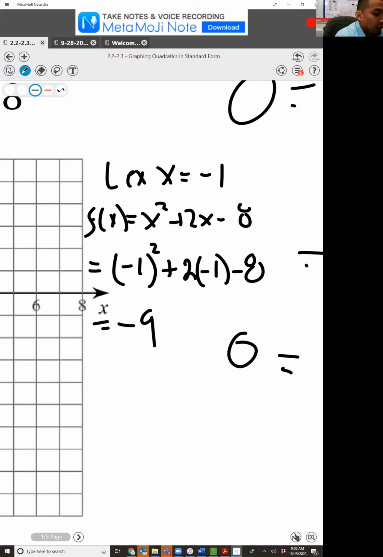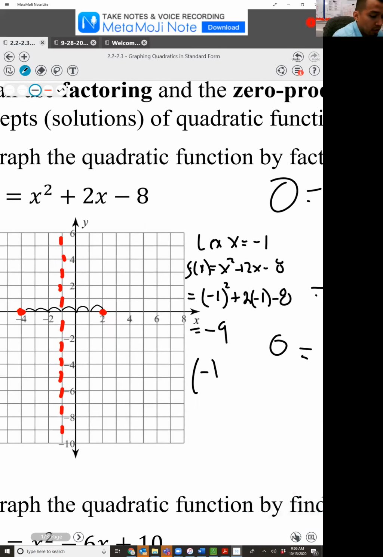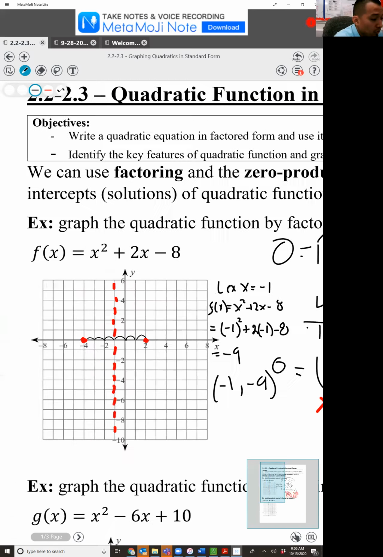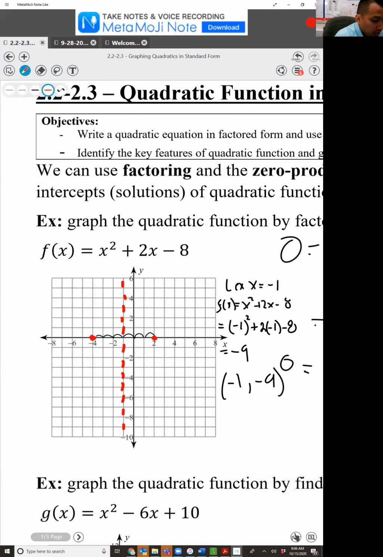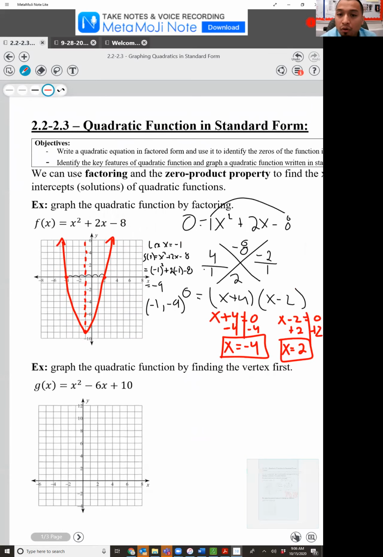So my answer is -9, which means that my vertex is (-1, -9). Okay. So I'm going to go ahead and put that into my function, -1, down -9, and my vertex is right there. And now I have all of the points that I need to be able to graph this function. Okay. On your assignment, you will be asked to find all the key features. So just remember how to do that.